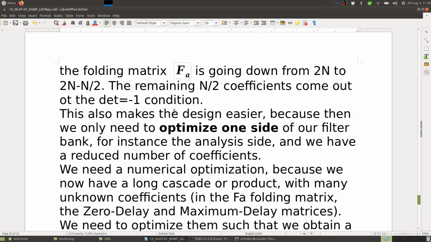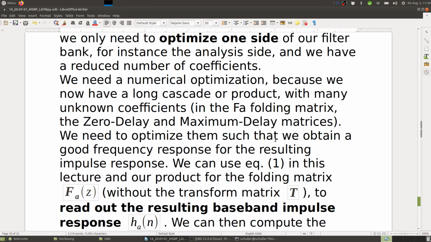This also makes the design easier because then we only need to optimize one side of our filter bank, the analysis, for instance, and we have a reduced number of coefficients. Instead of 2n, we have just 1.5n. So we need a numerical optimization because we now have a long cascade or product with many unknown coefficients in the FA folding matrix, the zero delay, and maximum delay matrices. We need to optimize them such that we obtain a good frequency response for the resulting impulse response.